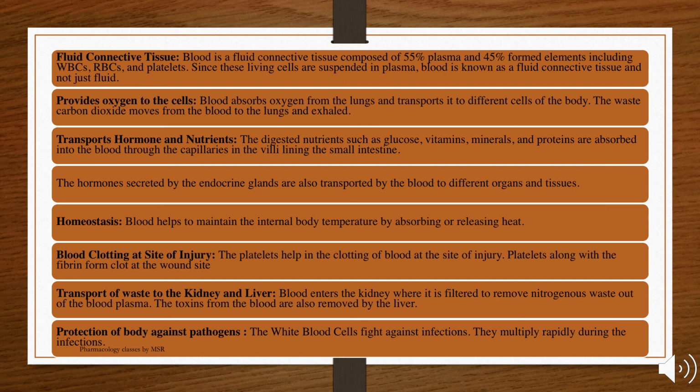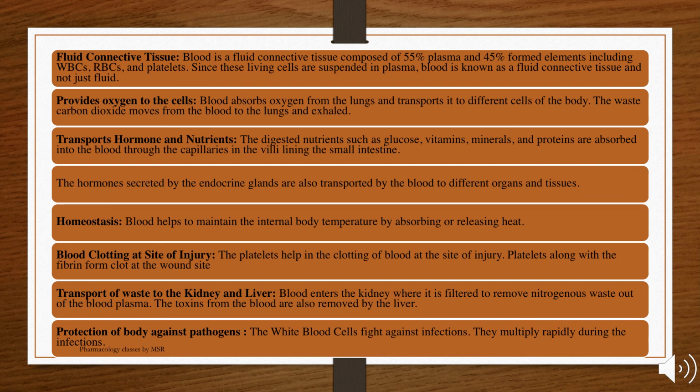Blood also helps to maintain homeostasis, which maintains the internal body temperature because of the fluid balance. It absorbs the heat, so it helps to maintain homeostasis. The next function is blood clotting at the site of injury. As the blood contains the platelets, it plays a major role in clotting.